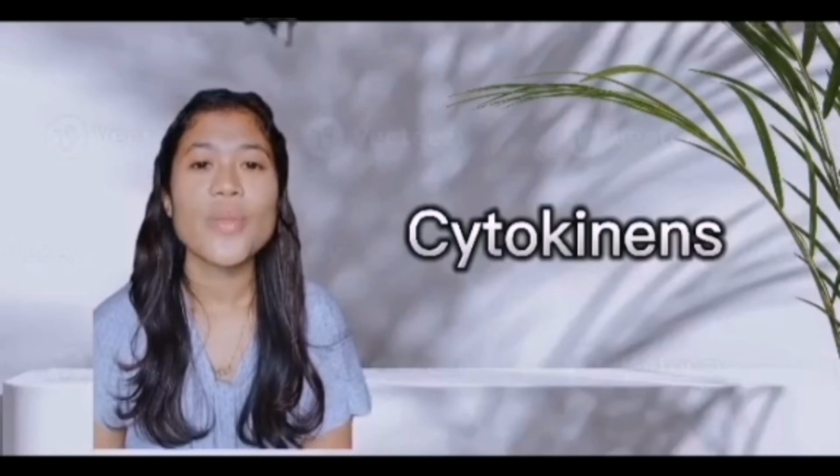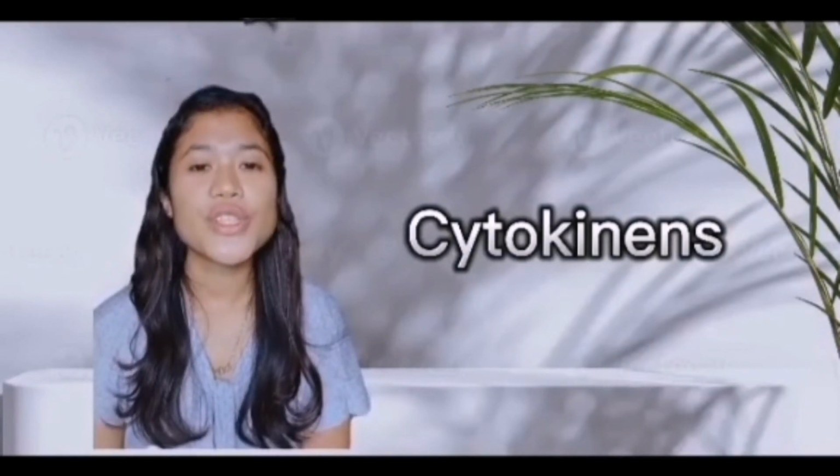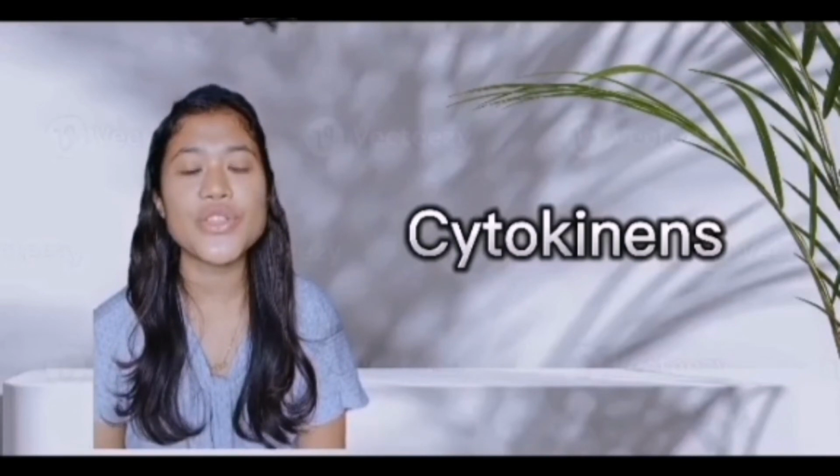Second is cytokinins, or CK. These are a class of plant hormones that promote cell division, or cytokinesis, in plant roots and shoots. So they are involved primarily in cell growth and differentiation, but also affect apical dominance, axillary bud growth, and leaf senescence.